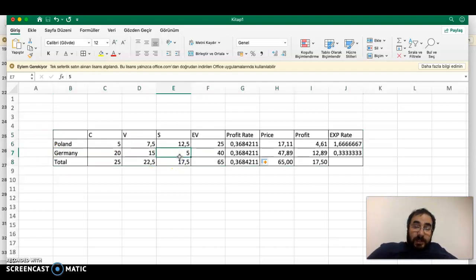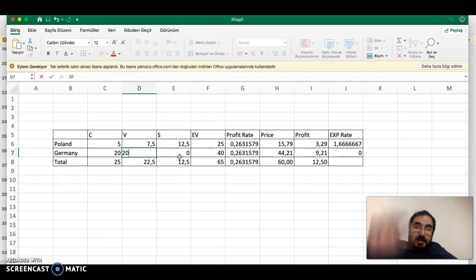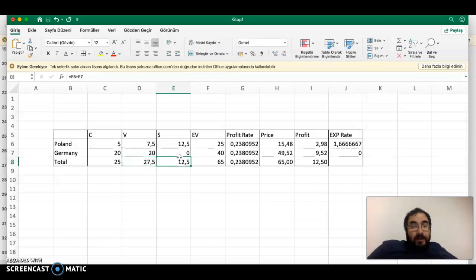Well, what will be the case when we had the exploitation rate in Germany as 0? The global profit rate has certainly decreased to 23.8%. However, note, in this case, Germany would not survive as a country which would stand alone. But it can very well survive if we had the same case when Germany is trading with Poland, basically.